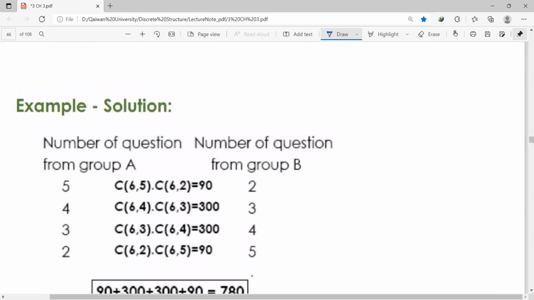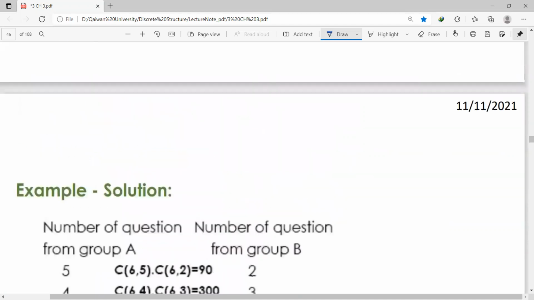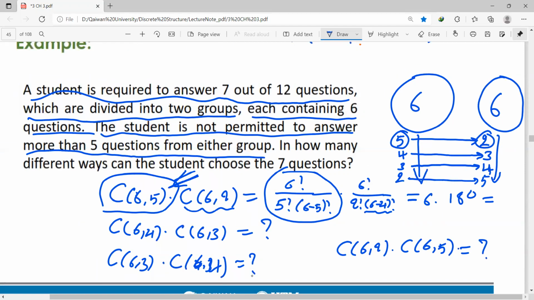5 from this group and 6 from that group. It is 6 factorial divided by 5 factorial times 1 factorial. So it is 6. And the other one is 6 factorial, so it's 2. I did a really big mistake actually. Yeah, the combination of 6 and 2 is 6 minus 2 factorial, not 6 minus 4 factorial. That's why I had a mistake.